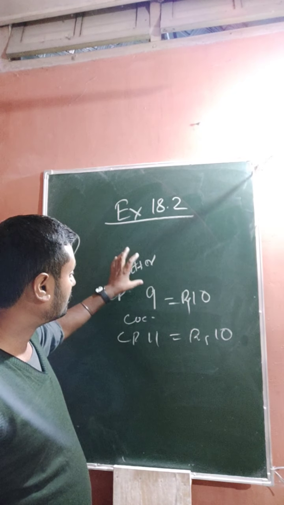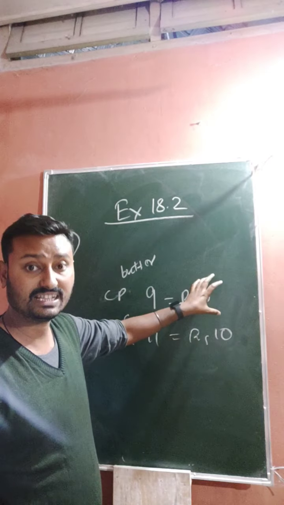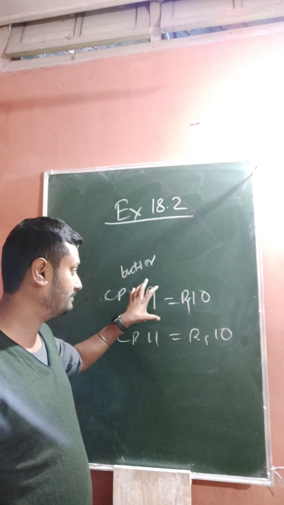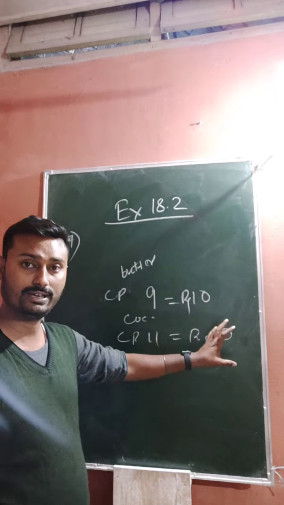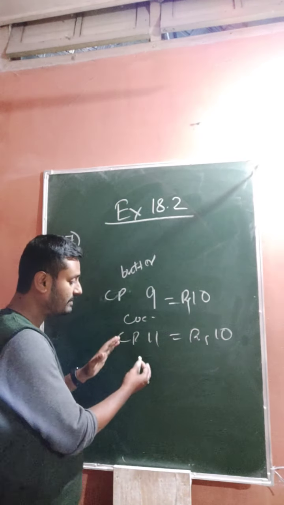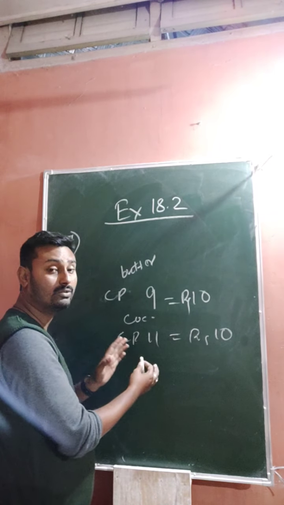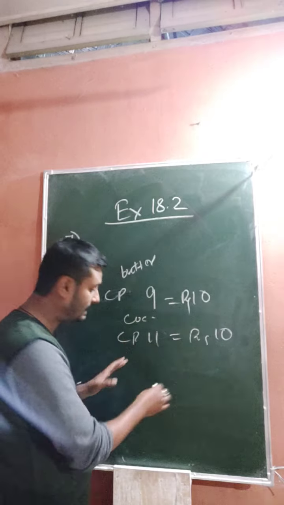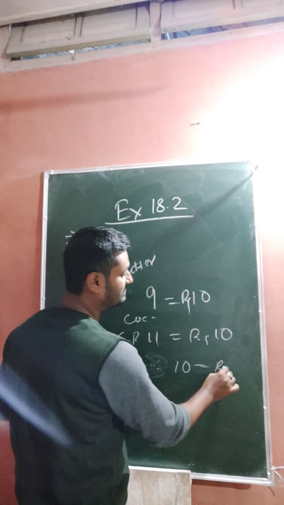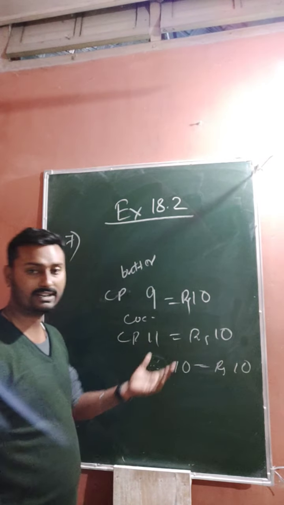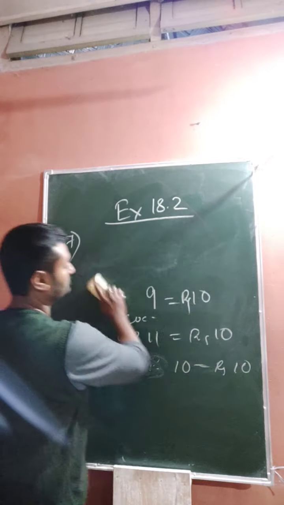That means the cost of 9 butter cookies is rupees 10, and the cost of 11 coconut cookies is rupees 10. After that, she takes all the butter cookies and coconut cookies together and sells at 10 for rupees 10. In the whole transaction, we have to find the gain or loss percent.